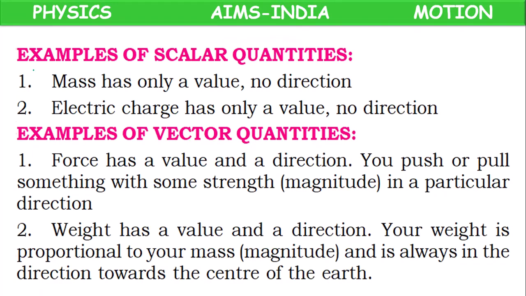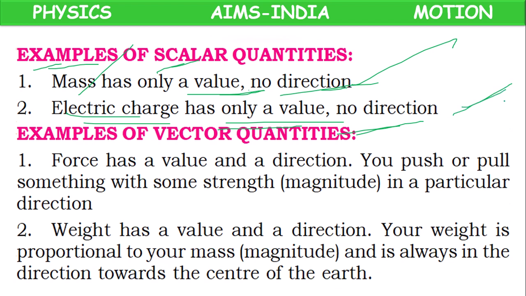Next, examples of scalar quantities. Mass has only a value and no direction, so it is a scalar. Electric charge has only a value and no direction, so it is a scalar. How many coulombs of electric charge are passing? It will have only the magnitude. It is a scalar.